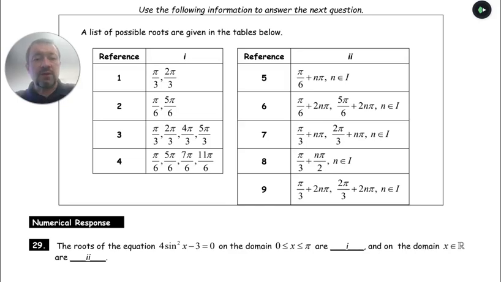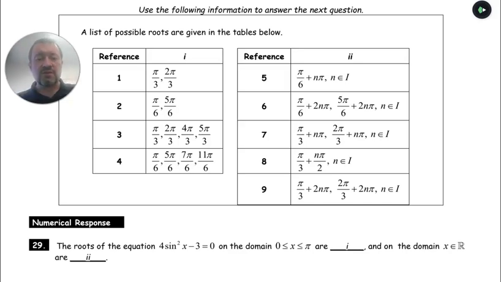Okay, so here we're reading this problem. We've got a list of possible roots for the given equation in the tables below. Okay, and there's two different sets here. You'll notice that the first set clearly looks like angles from 0 to 2 pi, and the second set are overall whole real numbers. So let's take a look at the question.